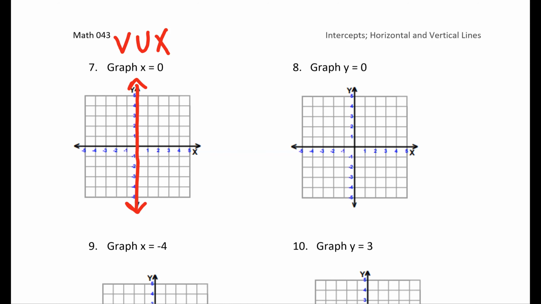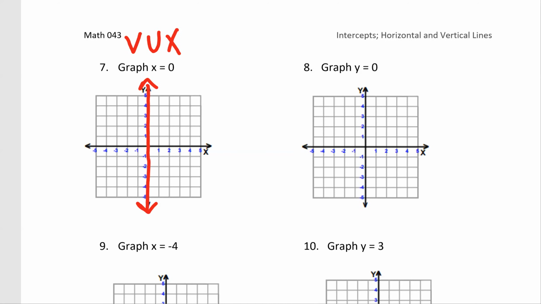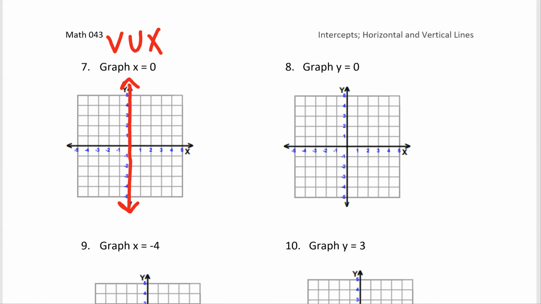If we have the graph of y equals, y equals is a horizontal line. To help you remember, I say the word HOY. Horizontal line has a slope of 0, and it is a horizontal line going through the y value.